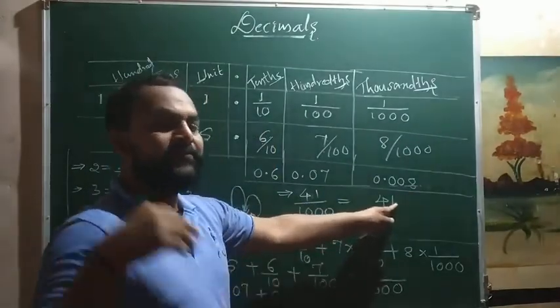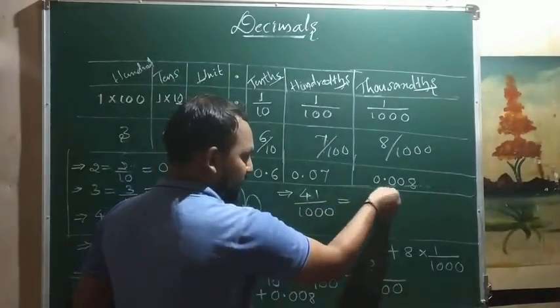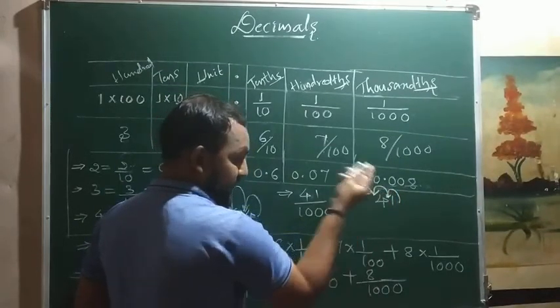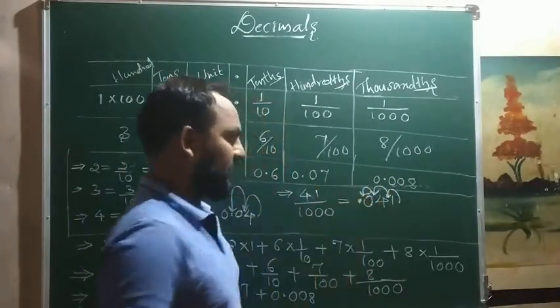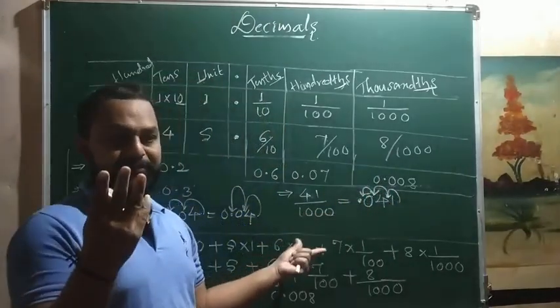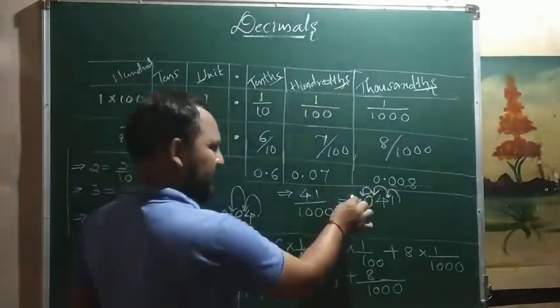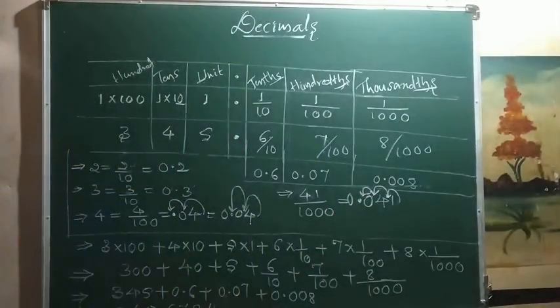Where is the decimal point? After the unit place there is the point. Here is one place, second place and third place. If there is no digit in a place, we have to put 0, understood? 1, 2 and 3 places, so 0.041. Okay, then this is the decimal value, the place value chart of decimals, okay.